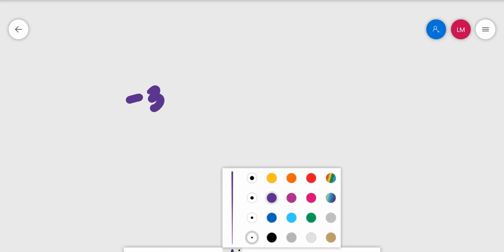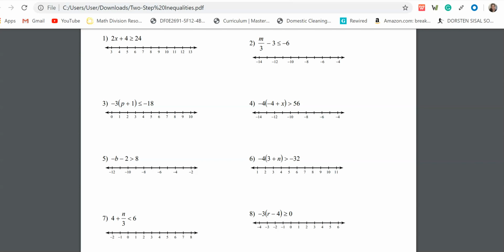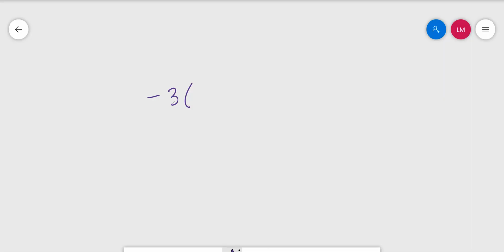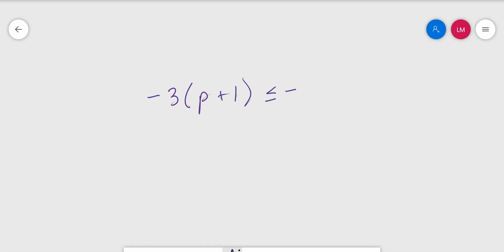So for number 3, I have -3. Whoops, let me fix this real quick, guys. Sorry about that. I'll clear this off again. -3, open parentheses, p plus 1, less than or equal to -18 is what I think I saw.